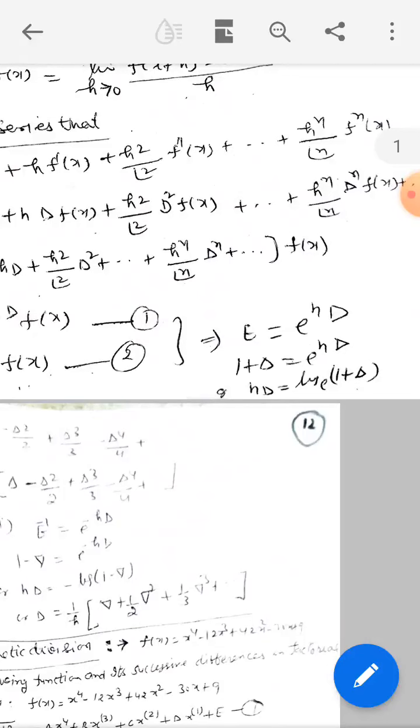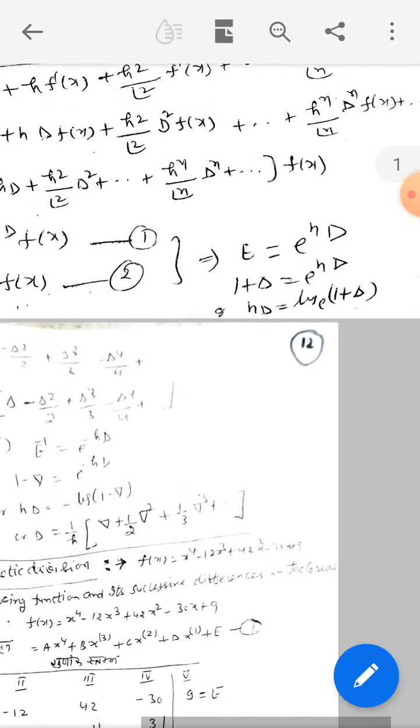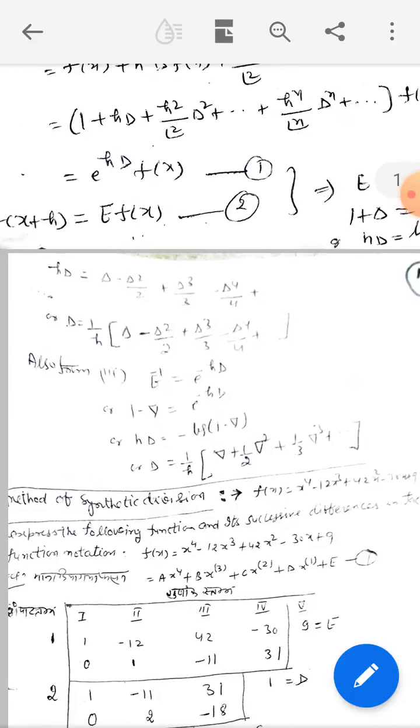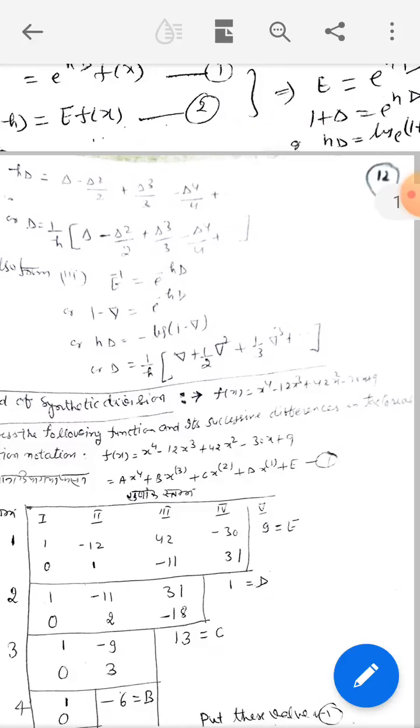And we know very well that the displacement operator E is equal to 1 plus delta, the forward difference operator delta. This is equivalent to e to the power hD, or we can write hD is equal to log base e of (1 plus delta). Now from the expansion of log of (1 plus x), we get hD equal to delta minus delta square by 2 plus delta cube by 3 minus delta 4 by 4. Or the differentiation operator D is equal to 1 by h into (delta minus delta square by 2 plus delta cube by 3 minus delta 4 by 4 plus the next terms in the same way).